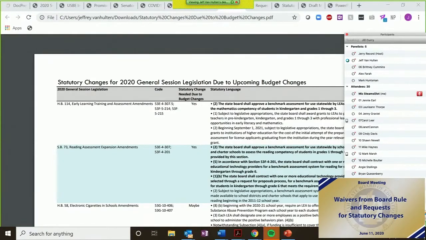HB 58 is on the list as a maybe. This bill is funded through a general fund restricted account, which is not anticipated to be part of the budget cuts. However, if it is part of the budget cuts, then statutory changes would be needed for this bill as well. And with that, I'll take any questions or turn the time back over.